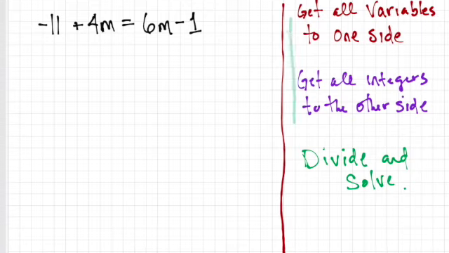So the first thing I'm going to do before I get to any of these steps is to change this subtraction here. I'm going to change that to plus negative. So I'm going to say that's plus negative 1.